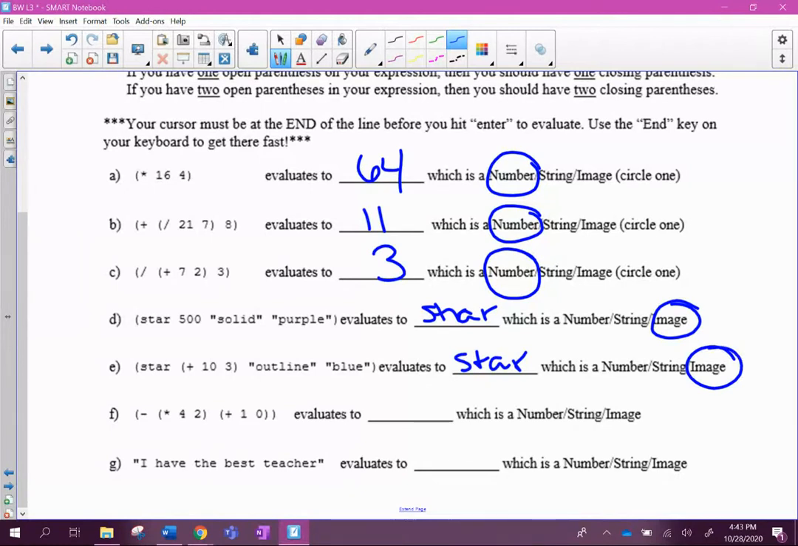Okay, letter F, we type all that stuff in, we get 7, number. And then letter G, I have things in quotation marks, which we know gives us the exact same thing, which is a string because of the quotes. Okay?